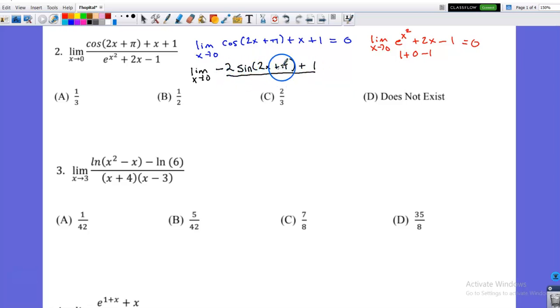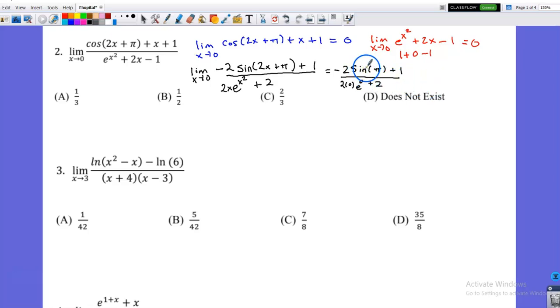Derivative in the denominator, the derivative of e to a power is e to the power times the derivative of the power. Substitute 0 in, so if I substitute 0 here, I will get negative 2 sine of pi plus 1. In the denominator, I will get 2 times 0, which is already going to make 0, e to the 0 plus 2.